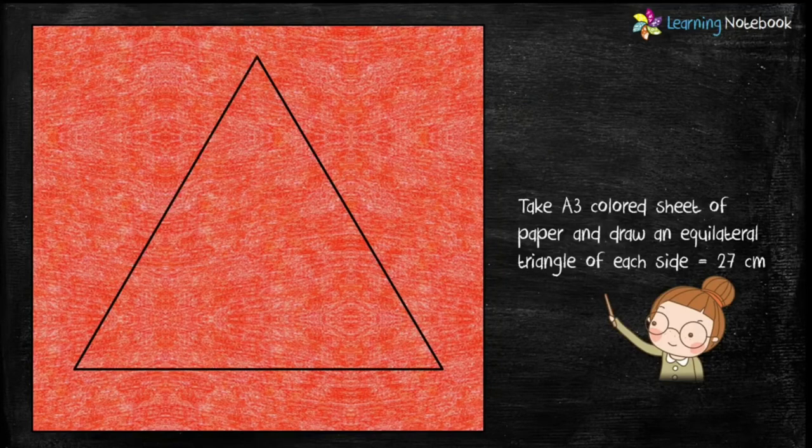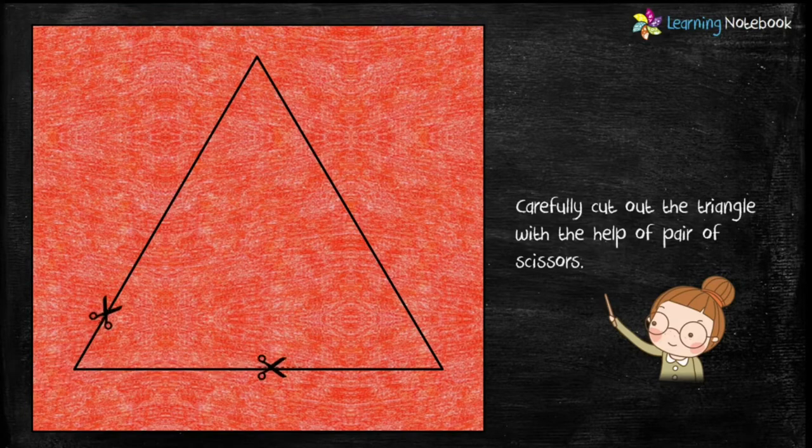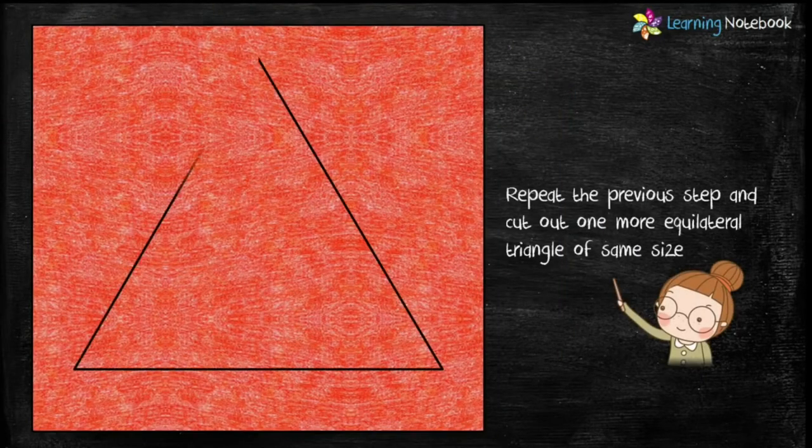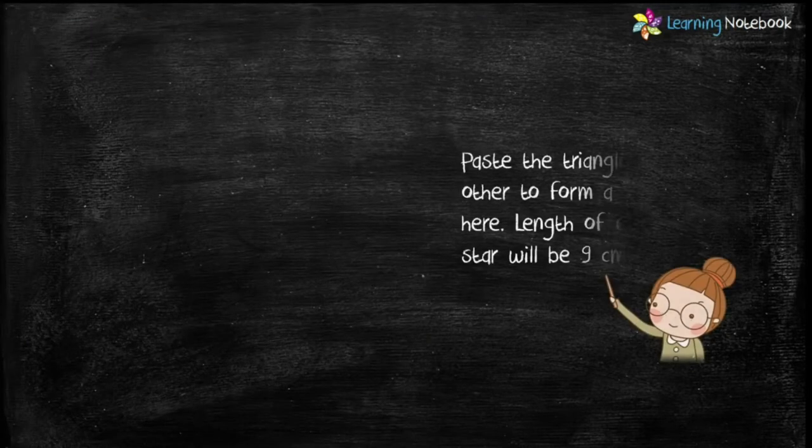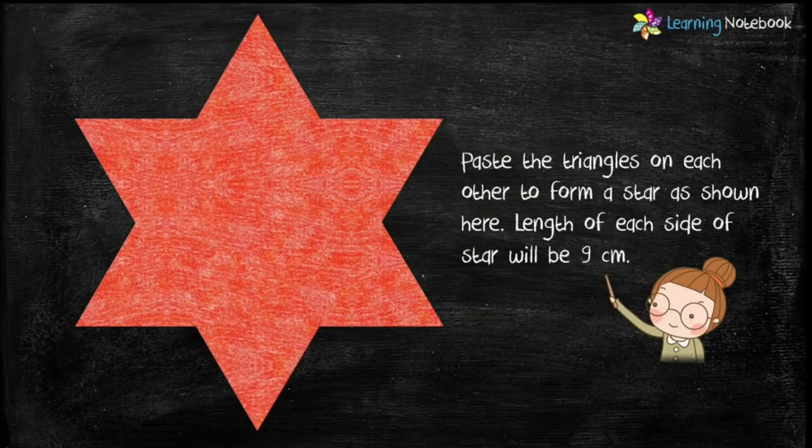Take A3 colored sheet of paper and draw an equilateral triangle of each side equals to 27 cm. Now carefully cut out this triangle using pair of scissors. Now students, repeat the previous step and cut out one more equilateral triangle of same size. Now using glue, paste these triangles on each other to form a star as shown here. Length of each side of the star will be 9 cm.